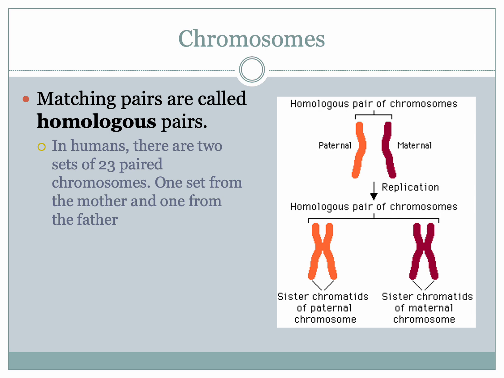Matching pairs of chromosomes are called homologous pairs. In humans, there are 23 pairs of chromosomes, one set from mom and one set from dad. So looking at your diagram, you have a homologous pair of chromosomes at the top, and then after replication, there are homologous pairs of chromosomes that contain the sister chromatids.